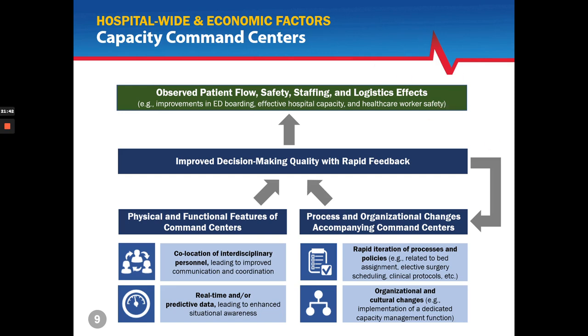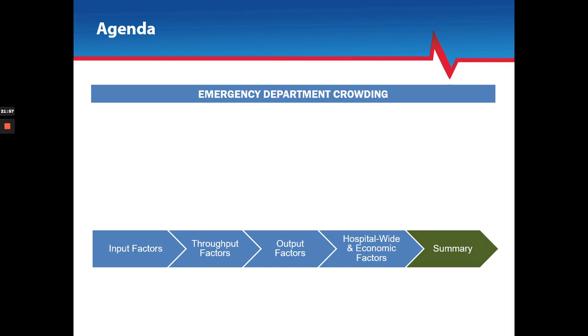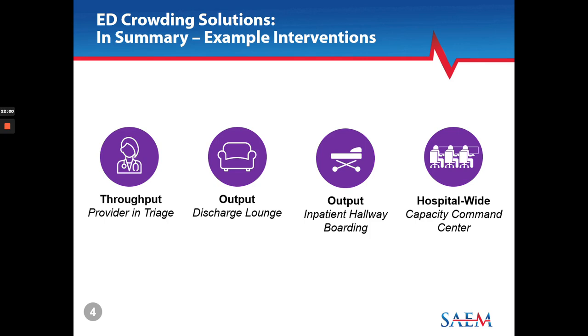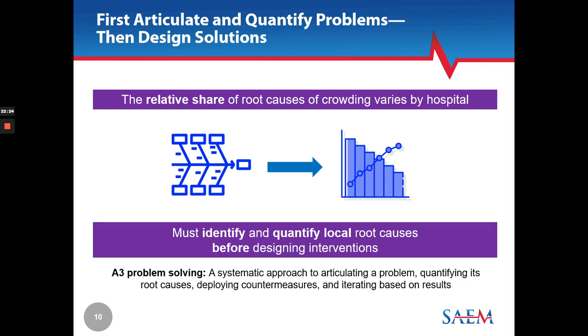And it's worth noting that the peer-reviewed evidence for capacity command centers is fairly limited at this point, but it's generally positive. And particularly relevant to this talk, most centers do report reduced ED boarding after implementation of capacity command centers. So we've talked about a lot in this module. Let's quickly summarize. In this module, we took a deep dive into 4 specific interventions. We looked at provider and triage as a potential mechanism to improve ED throughput. We looked at the discharge lounge and inpatient hallway boarding as potential mechanisms to improve output. And we looked at the capacity command center as a potential mechanism to improve hospital-wide coordination.